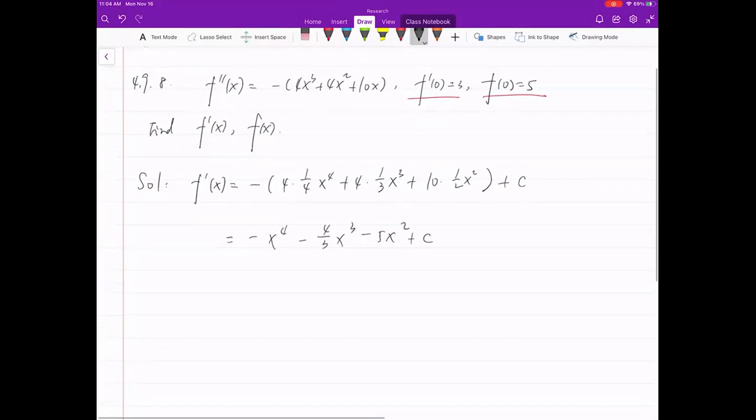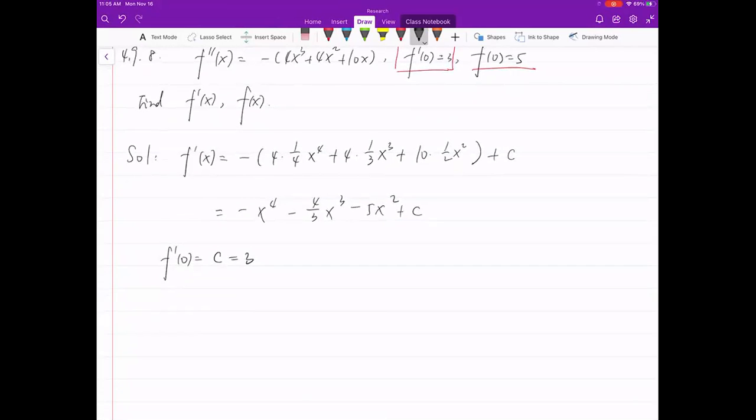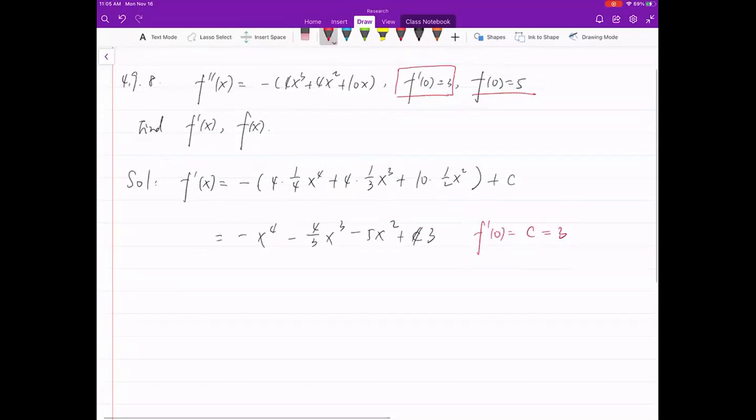Now, of course, you want to know what c is. It's time for us to use this information. F prime of 0, according to what you have here, plug in 0, we find you only have c, and that should equal 3. So finally, f prime of x should be just this one plus 3. Okay, so the first one is done, and this information has been used.